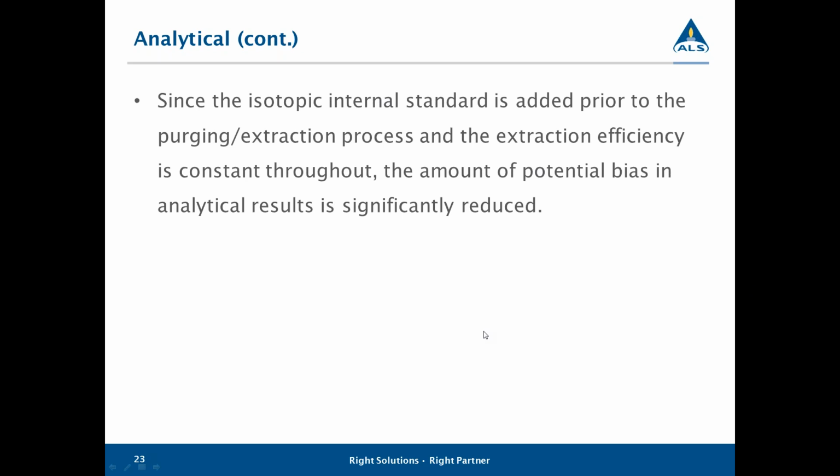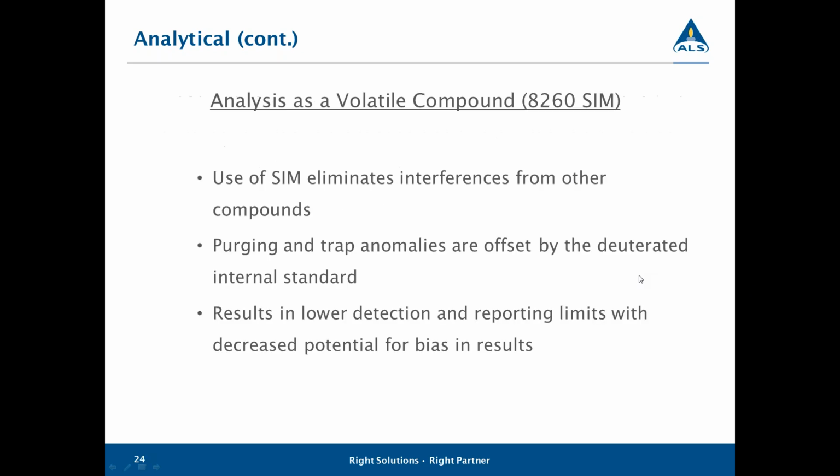Now, since the isotopic internal standard is added prior to the purging or extraction process, the extraction efficiency is constant throughout, and the amount of potential bias in the results is significantly reduced as a result. So those are all good things for that. Analyzing as a volatile by SIM, the use of SIM eliminates any interferences from other compounds. The purge and trap problems that you have are offset by the deuterated internal standard, and results in a lower detection limit and lower reporting limits with decreased potential for bias in the results.